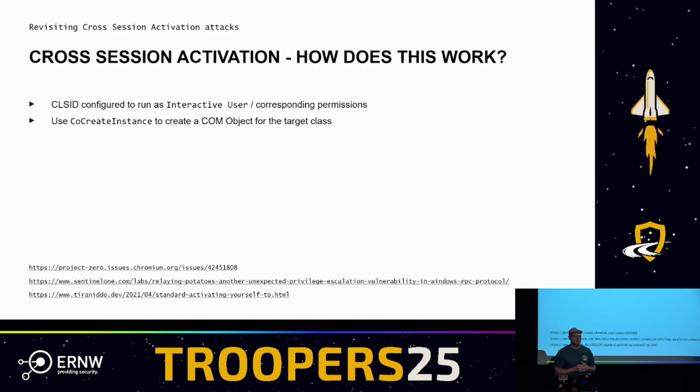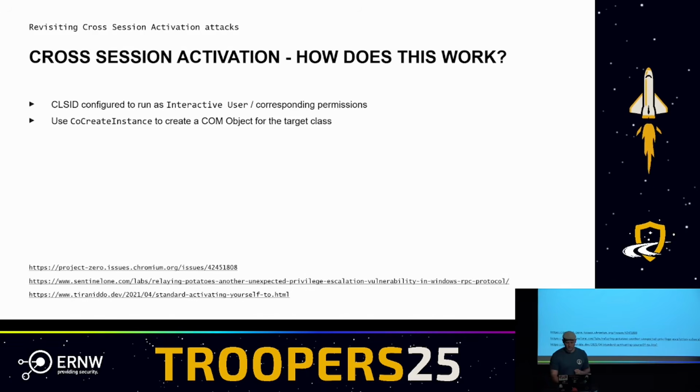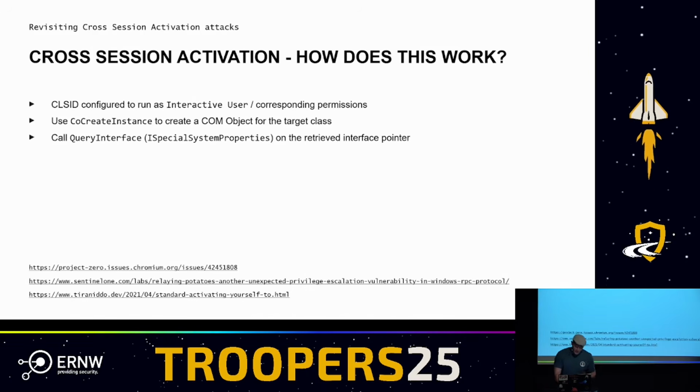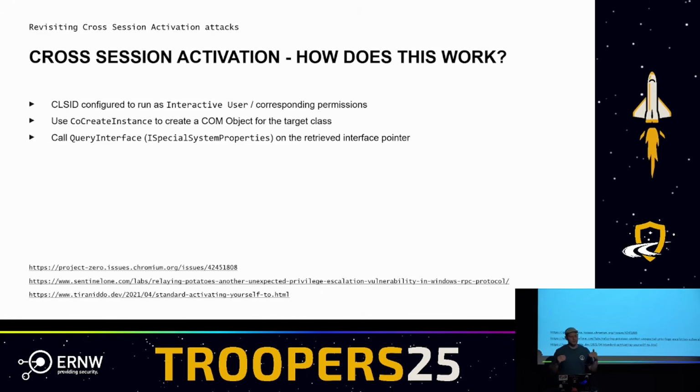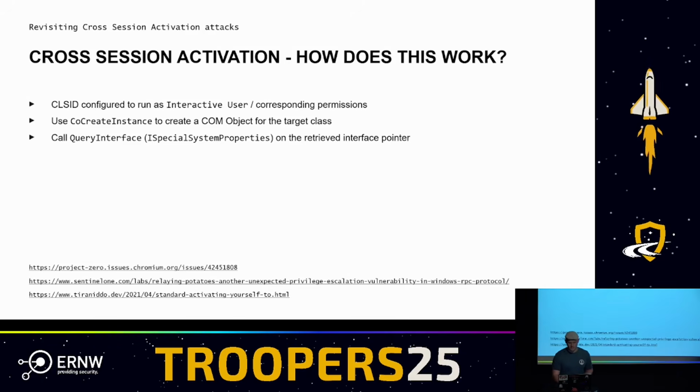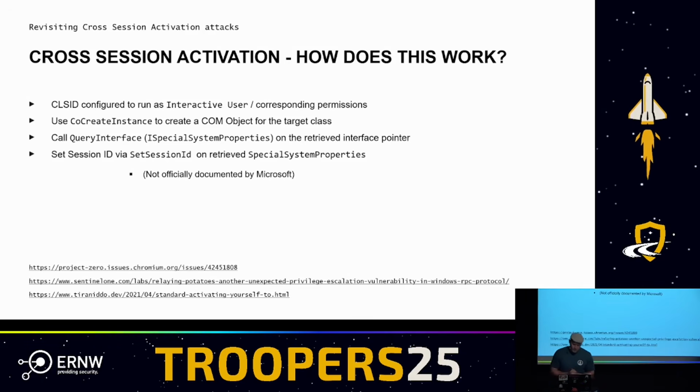So in the first place, you call CoCreateInstance to create a COM object for this target class. Then we are using QueryInterface, and we're querying the ISpecialSystemProperties from this interface pointer. And this is all documented up to this point.